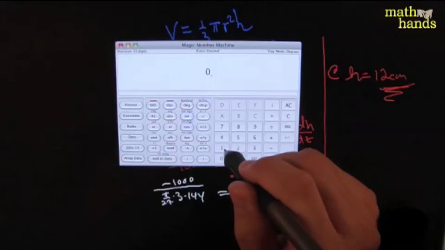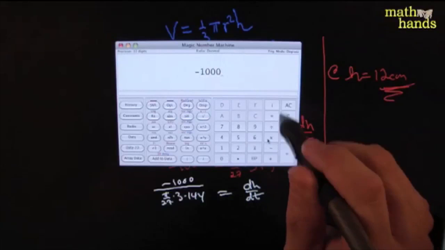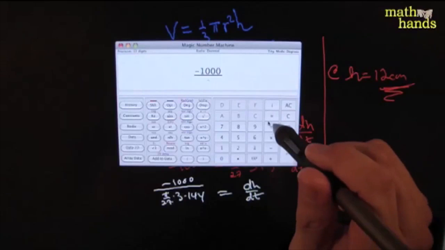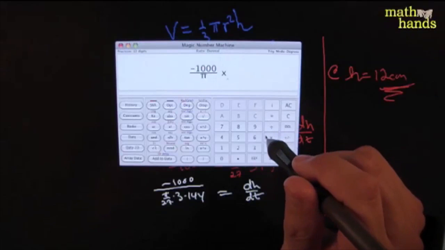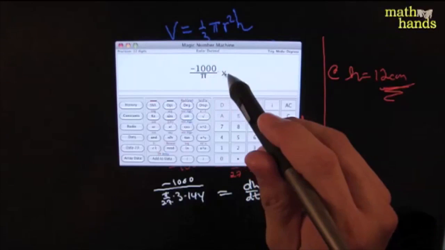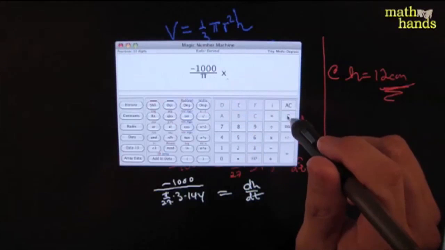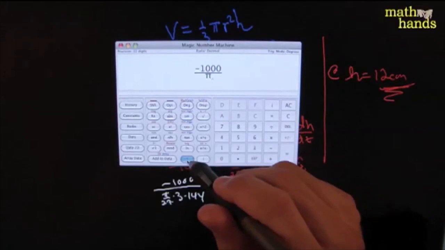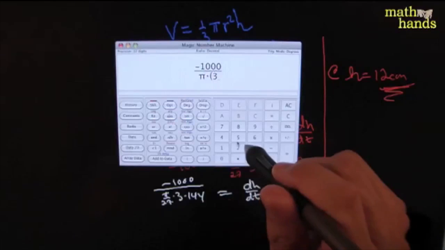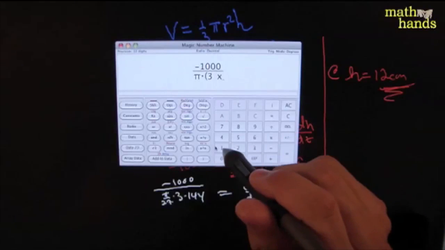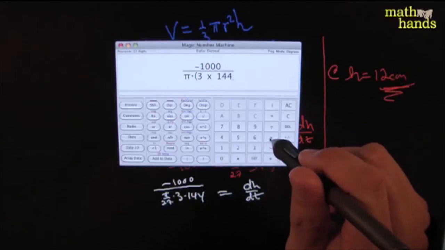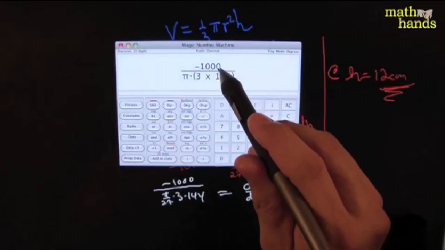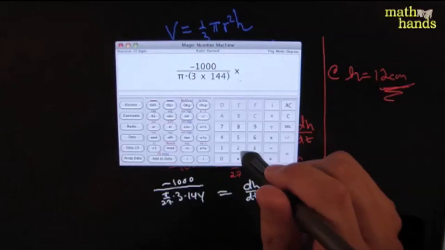Negative 1000, that's negative, I said, divided by pi times 3 times 144. And I'm going to take the 27 and put it on the top, so I'll close this parenthesis, times 27, whatever. See why I don't like this? Come on.